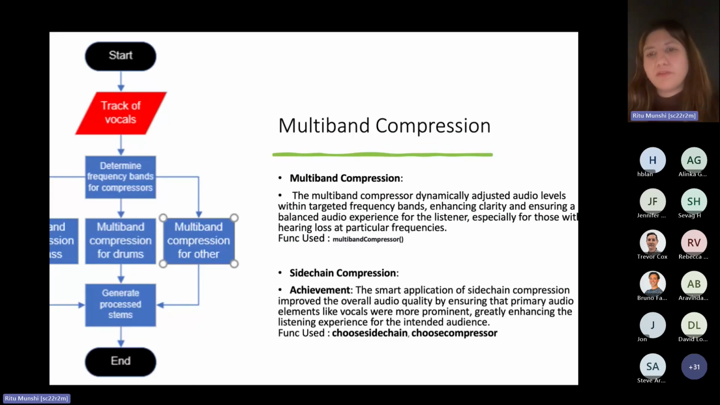Sidechain compression helps in ensuring the vocals are very good, and what multiband compression does is this: if you go towards low band or high band compression, what happens is if the frequency is above this and the frequency is below this, it will just cut it short, and sometimes it will lead to very weird audio. So we went towards a multiband compression, which is targeted to adjust volume to enhance the clarity and give a balanced audio approach rather than just the low band and high band approach.